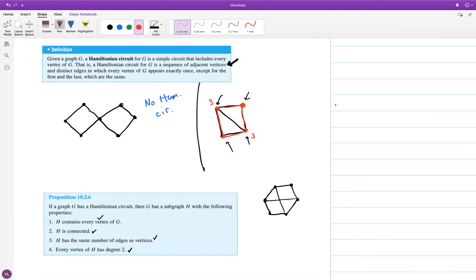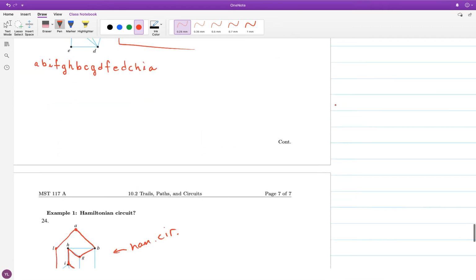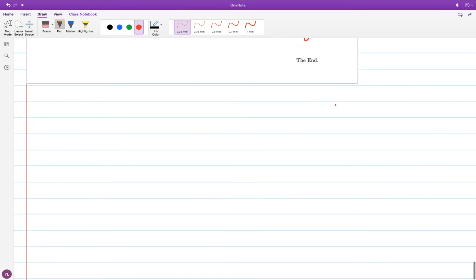So as I mentioned, we don't have a really nice theorem that says a graph will have a Hamiltonian circuit if and only if it has some conditions, right? But there are some theorems of the form, if your graph G has some specific conditions, then it's guaranteed to have a Hamiltonian circuit. And I want to inspect one such theorem. This is a theorem by Dirac. Let me write it down here.